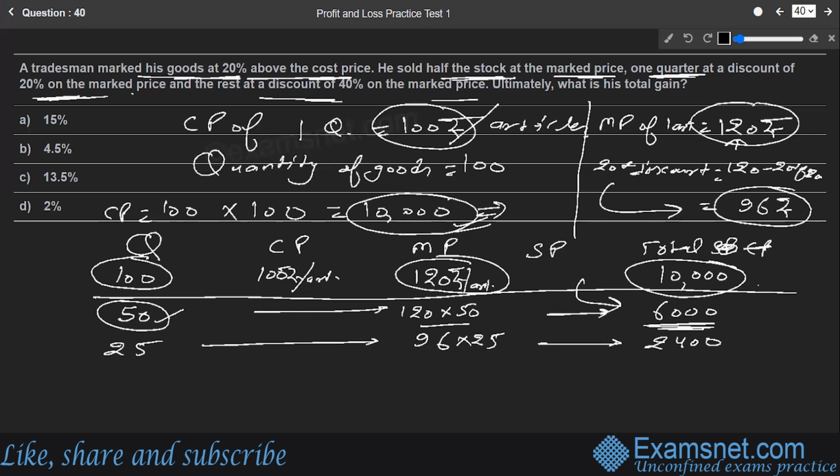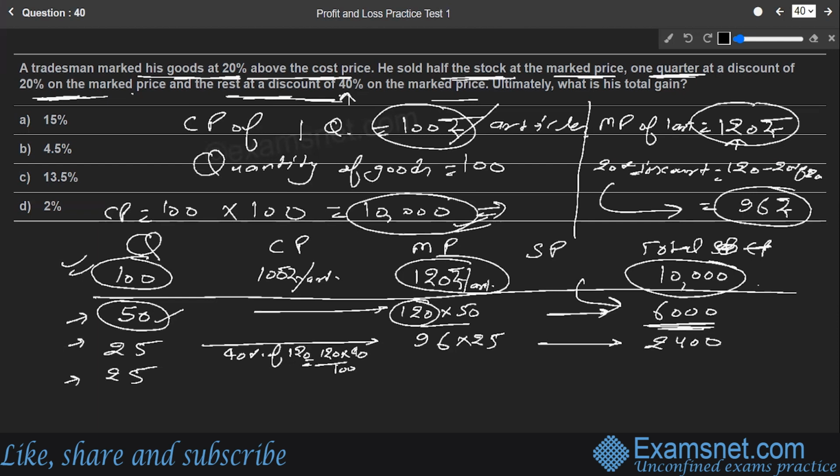Okay. Now there is a final lot left, the rest at a discount of 40%. How many have been left? 50 plus 25 is 75. There were 100 in total, so just 25 are left. He said the remaining have been sold at a discount of 40%. The mark price was 120 rupees. If you give a 40% discount on 120, how much should the price be? 40% of 120 is 120 into 40 divided by 100, which is nothing but 48.